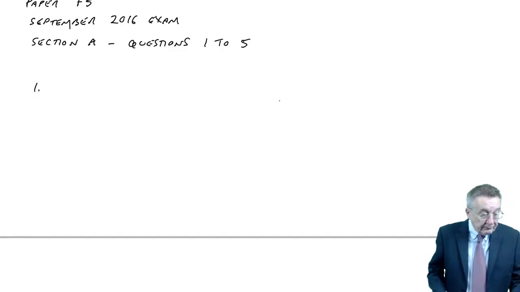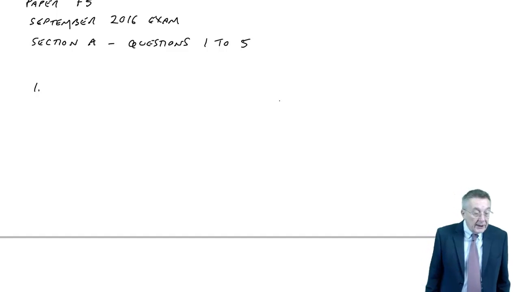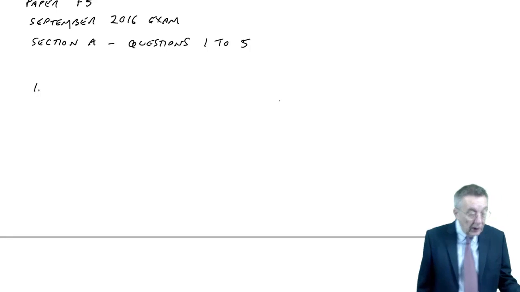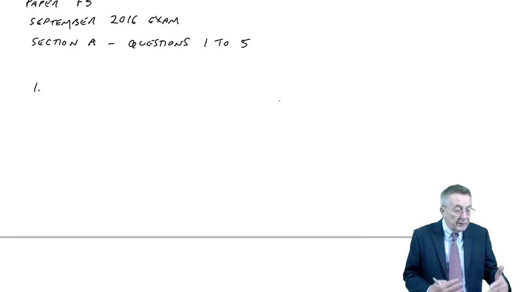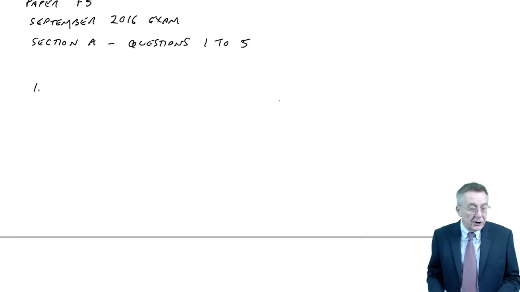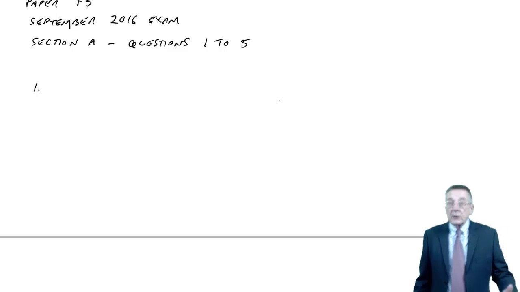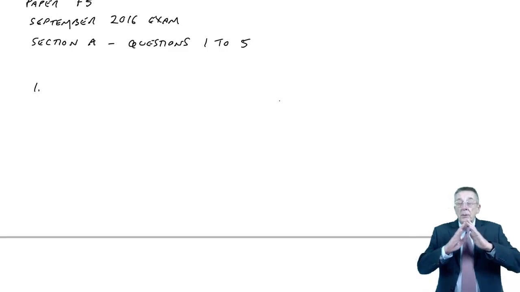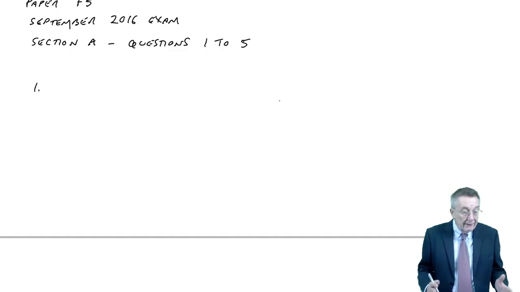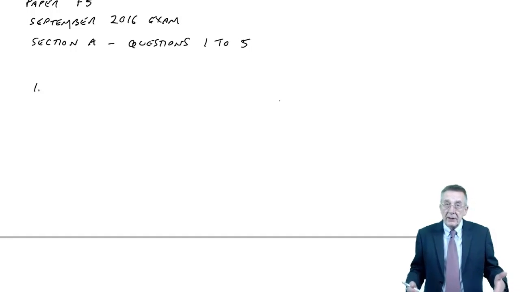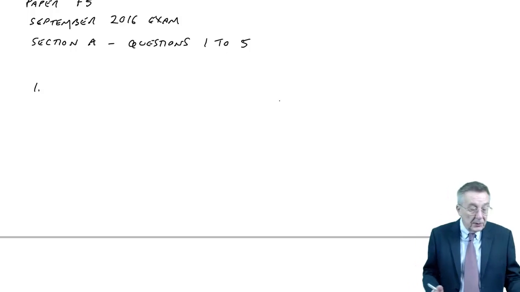Number 1, I'll always look at the bit in bold first. It says, what's the budgeted life cycle cost per unit? So you know what it is you're looking for before you start wasting time reading the rest of the question. Life cycle cost, remember, we want to bring in all the costs over the life of the product and divide by the number of units to get the cost per unit.